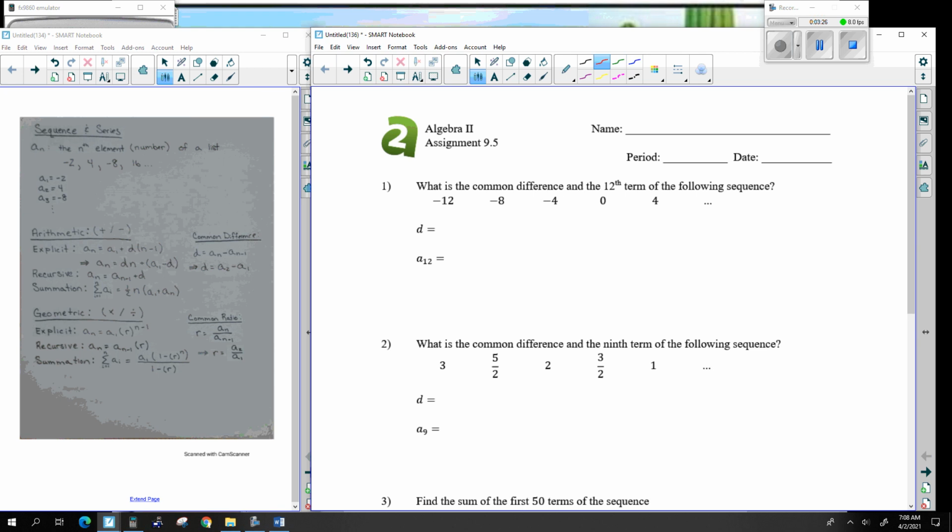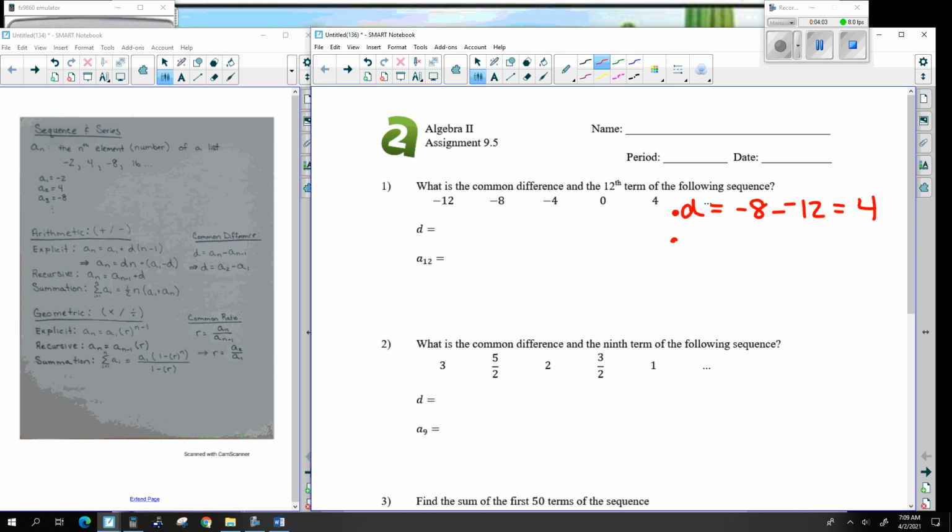Okay, number one, what is the common difference? The common difference would be A2 minus A1. So in this case, that would be -8 minus -12, which is +4. All right, there we go.